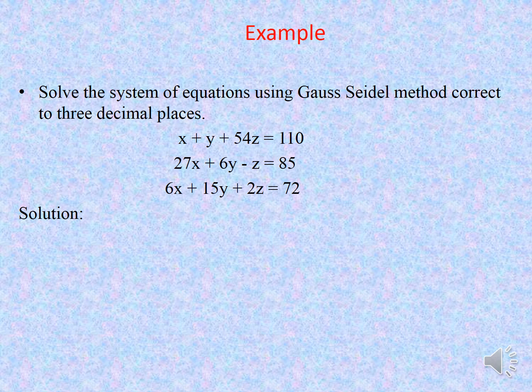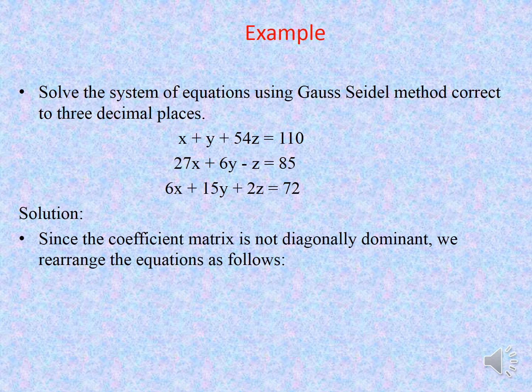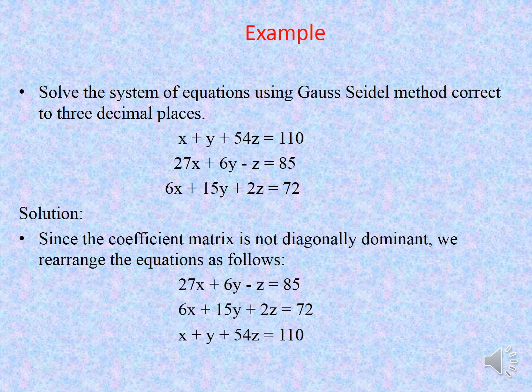So the second equation will become the first equation, since 27 is more than 6 plus 1. So the first equation is this. Second, 15 is more than 6 plus 2, so this is the second equation. And the third equation is x plus y plus 54z is equal to 110. So now this system is diagonally dominant. Now from the first equation we will calculate x, from the second we will calculate y, and from the third equation we will calculate z.